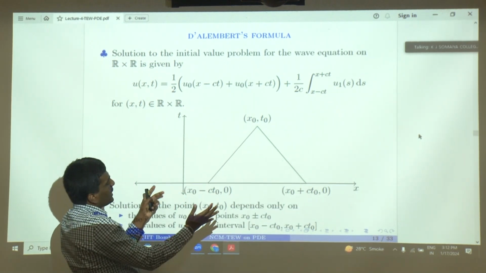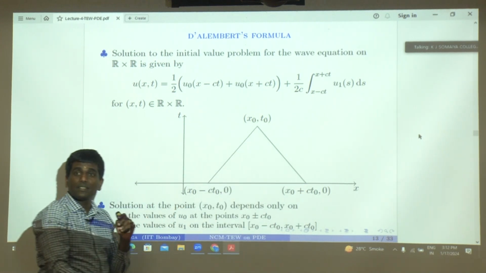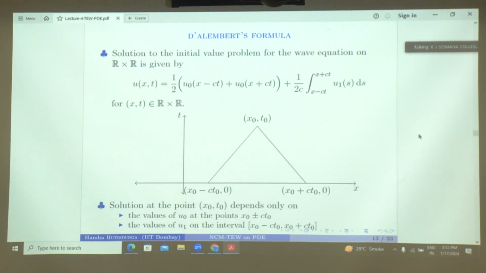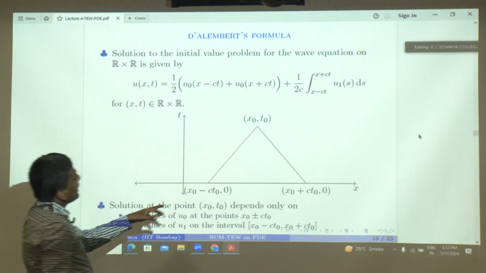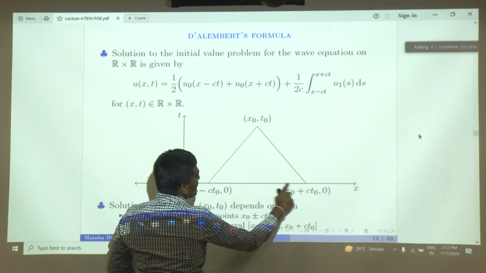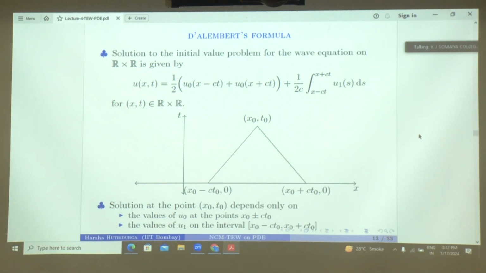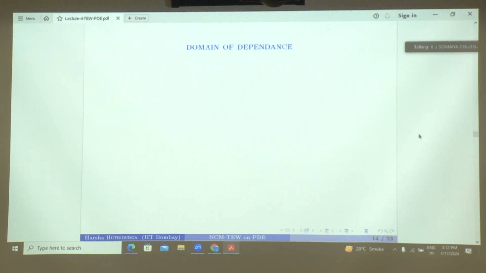The behavior of my data outside this interval is irrelevant for the value of u at this point, as far as the wave equation is concerned, because u naught is evaluated at these two points and u1 is integrated in this interval only. So outside that interval, the behaviors of u naught and u1 are not relevant for u. Similarly, here you encounter this notion of domain of dependence.